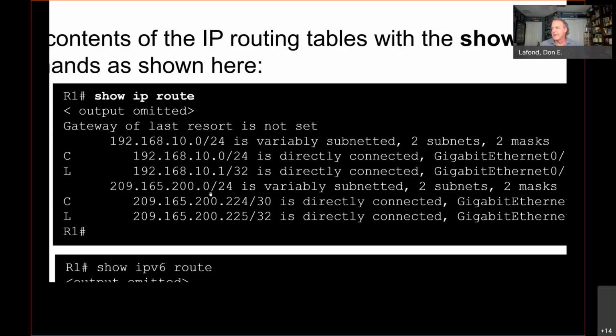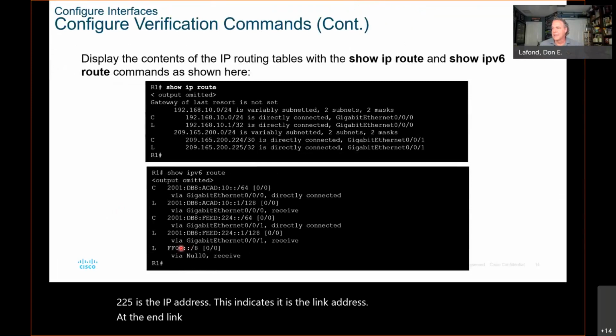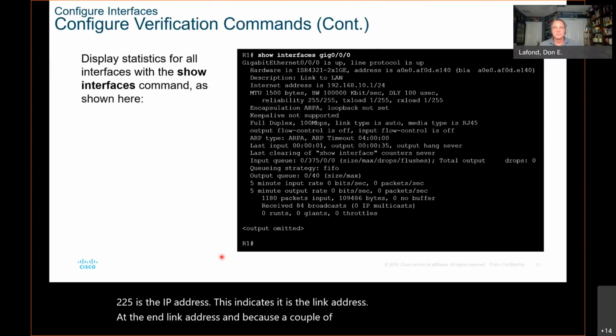Down here in IPv6, we have a 224/30, that's the network, and 225 is the IP address. This indicates it is the link address. Link address, and you got a couple local link networks going on as well.